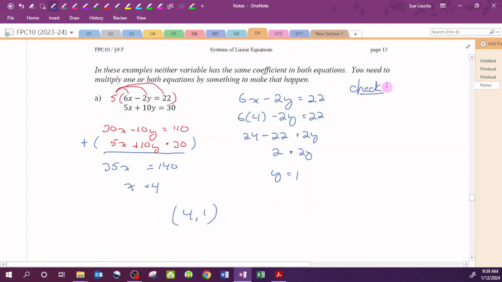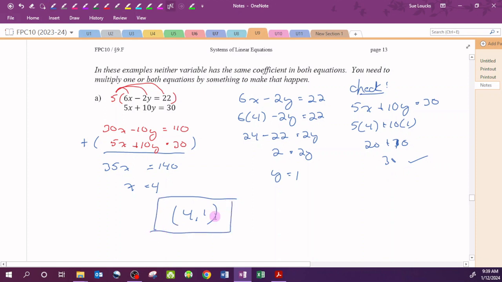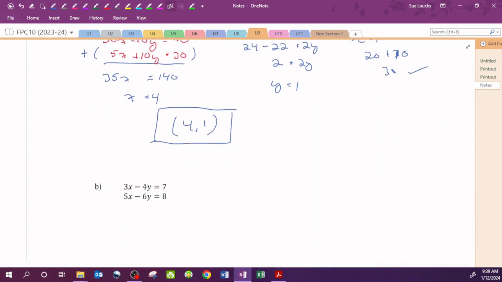I always check my answer using the other equation. So 5x plus 10y equals 30. Okay, so I'm happy with that answer. All right. Final example for this.